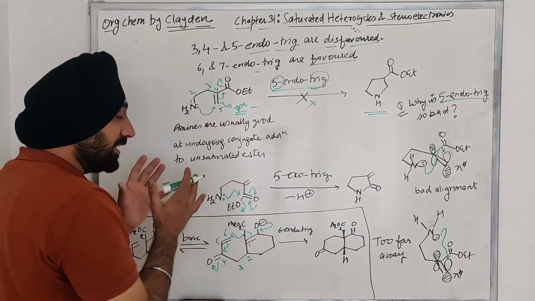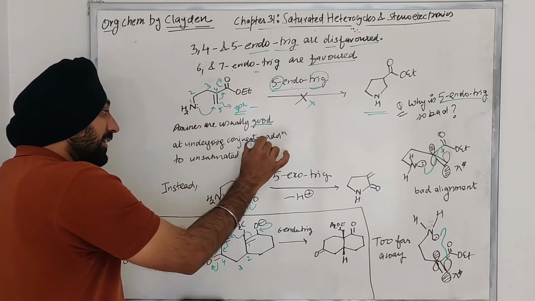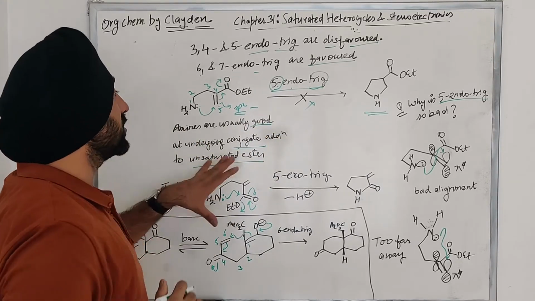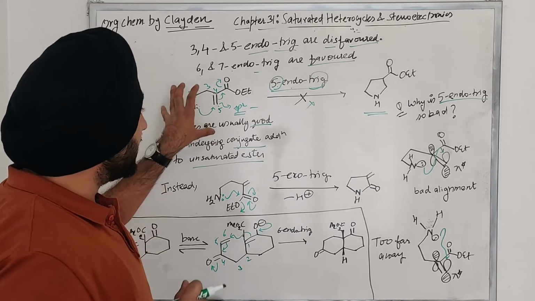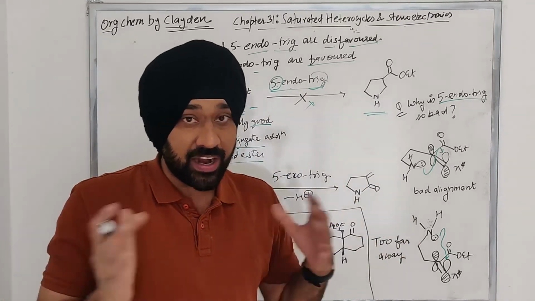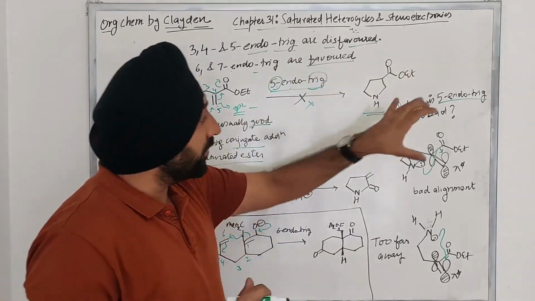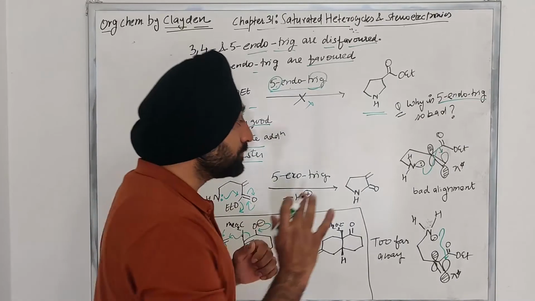उससे पहले जनरली देख लेते हैं कि with amines they are very good at undergoing conjugate addition with unsaturated ester. मतलब it's not as if कि amine conjugate addition नहीं हो सकते. It does. In fact, they are very good at doing that. But this cyclization is not favored. This is bad. Why is it so?